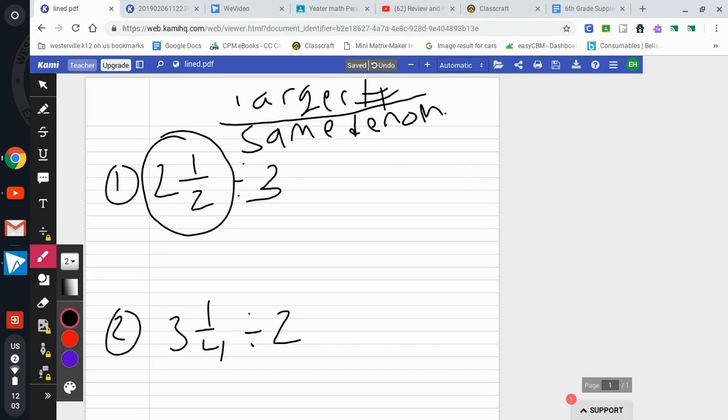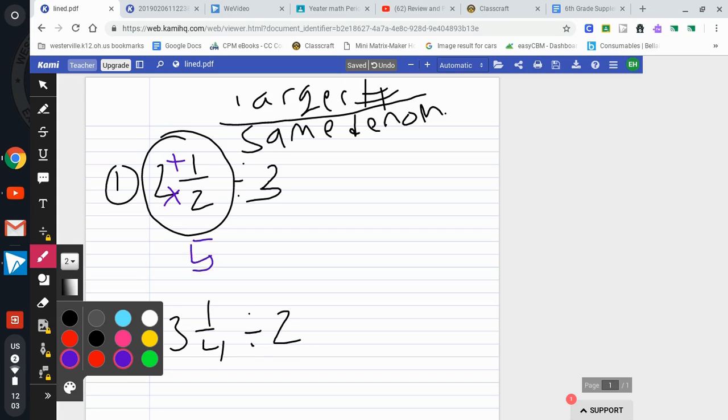So to get a mixed number as an improper fraction, we need to multiply by the whole number and add the numerator. So 2 times 2 is 4, plus 1 is 5. So 2 1/2 becomes 5 halves. Now when you see a whole number, we always write it with 1 as the denominator, because 1 goes into 3 three times, so it's equal.